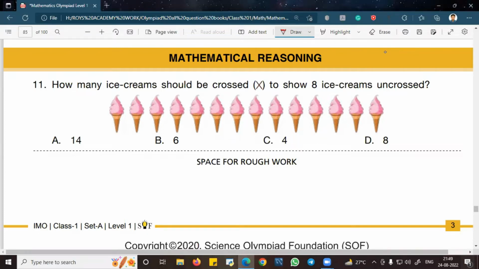So guys, what is it asking? How many ice creams should be crossed to show 8 ice creams uncrossed? So what should we do? We cross some, which means we subtract 8 ice creams, and after that, how many ice creams are left? At first you have to do that, then I will tell you the right answer.